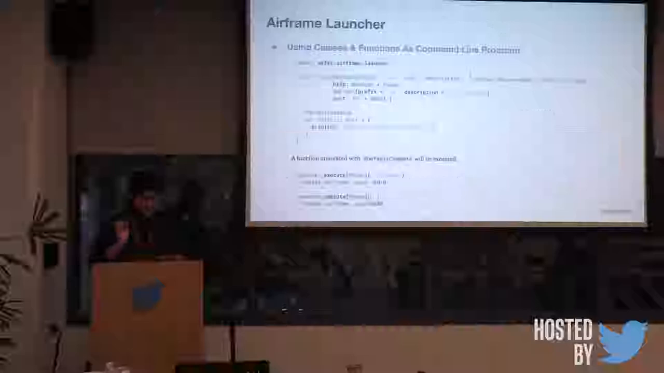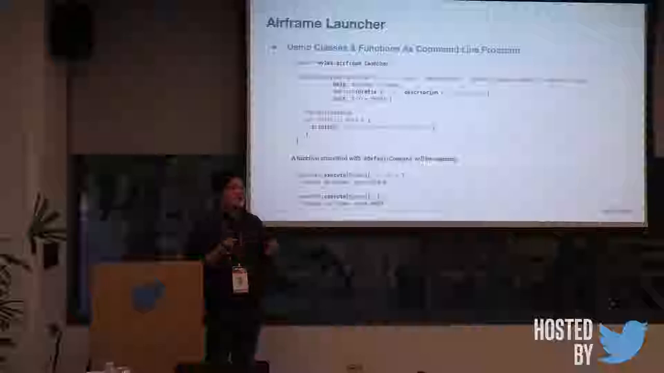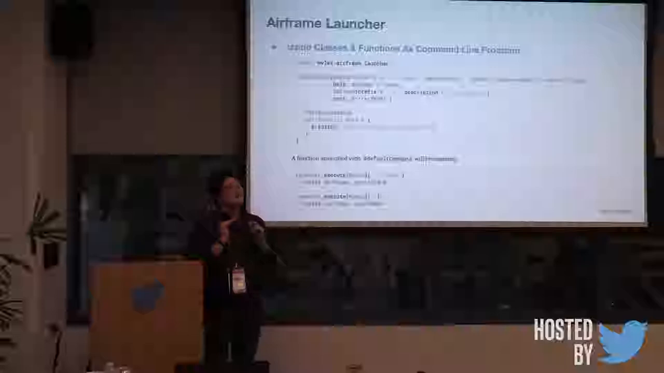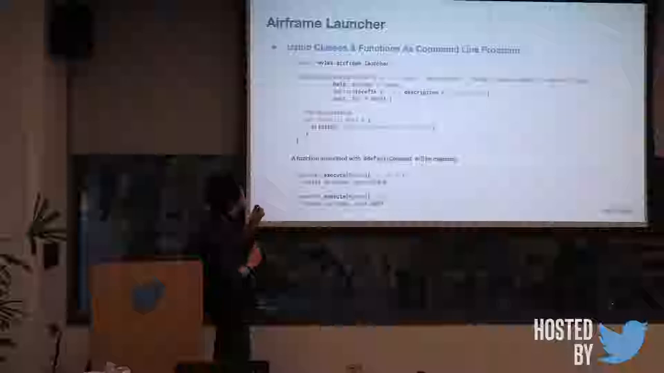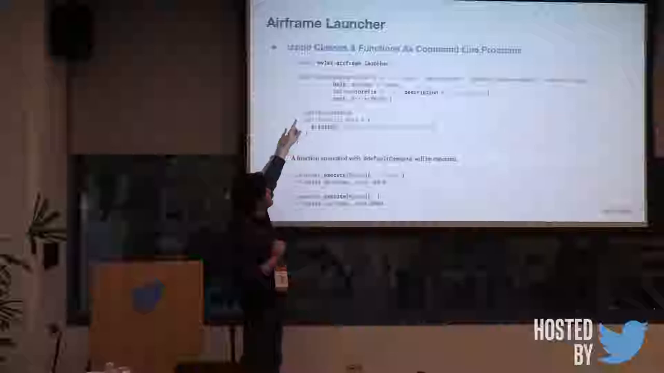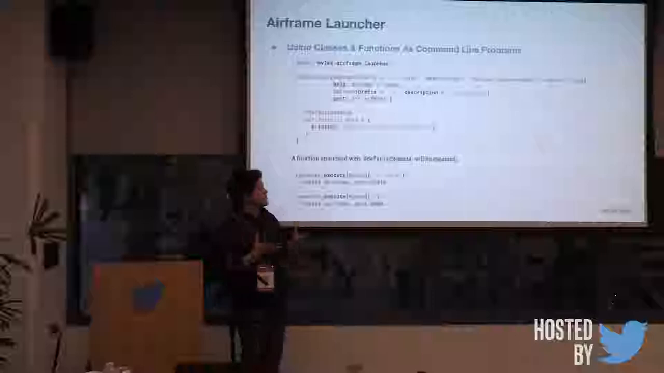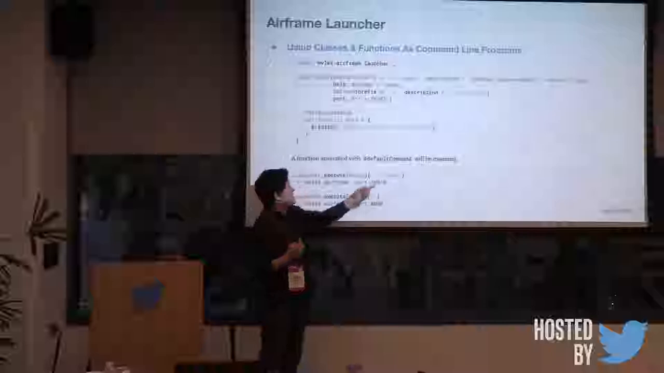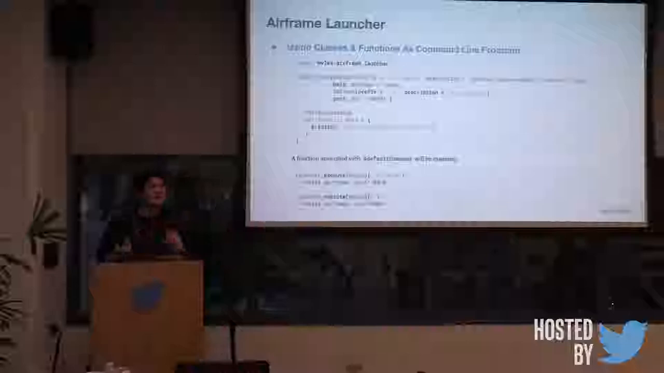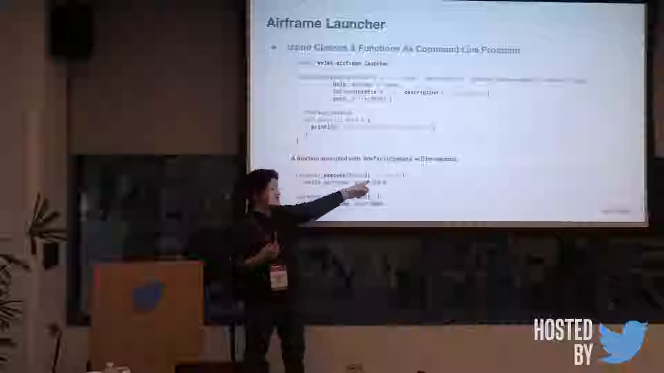Another thing is Airframe launcher. You usually need to write a startup script for your application, but you need to pass several command line options. Airframe launcher simplifies this process. For example, you can create a class that has several option parameters, like a help message option, or if you want to build a server, you may need to specify a port number. This option can be specified like this on the command line. Then the command line is translated into class function arguments. So then you can automatically bind these data types from just a string into a command line function argument.